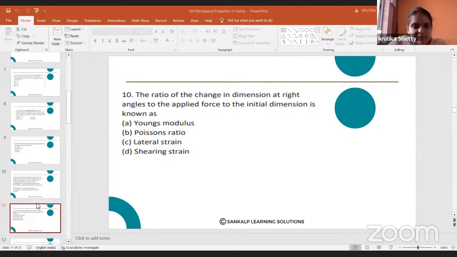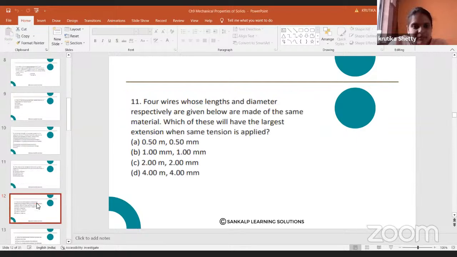Wires whose length and diameter respectively are given below are made up of the same material. Which of these will have the largest extension when the same tension is applied? So see this. Same tension means F is the same. They have given values for 4 wires, the length and diameter values. They are made up of the same material. Which will have the largest extension? So let us see.